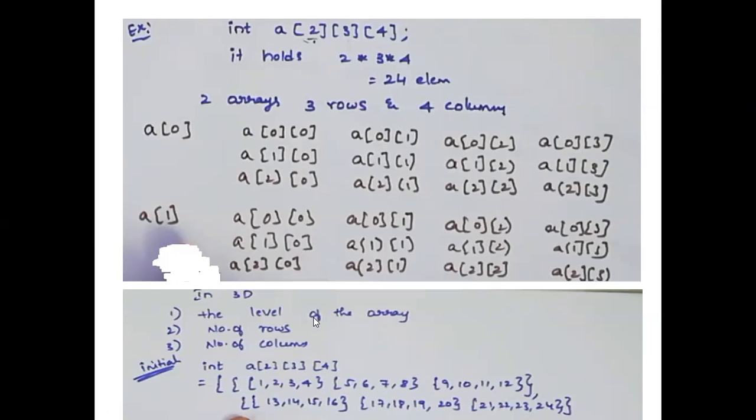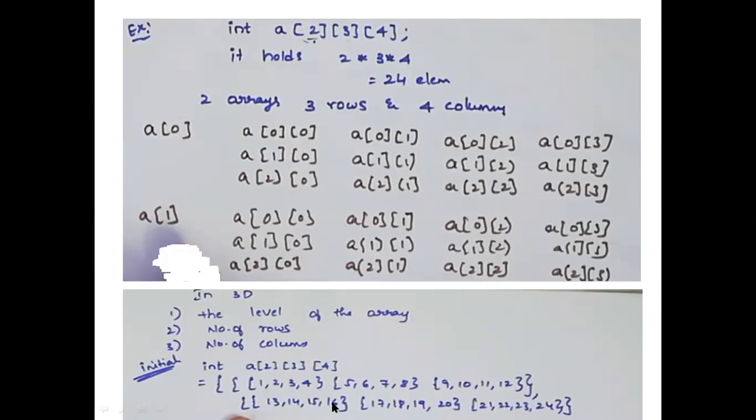You can see here the initialization int a[2][3][4]. So how will I be writing here? 1 2 3 4 5 6 7 8 9 10 11 12. Where will the values 1 2 3 4 be stored? A of 0 0 0, 0 1, 0 2, 0 3. Where will 5 6 7 8 be stored? A of 1 0, 1 1, 1 2, 1 3. Where will 9 10 11 12 be stored? A of 2 comma 0, 2 comma 1, 2 comma 2, 2 comma 3.